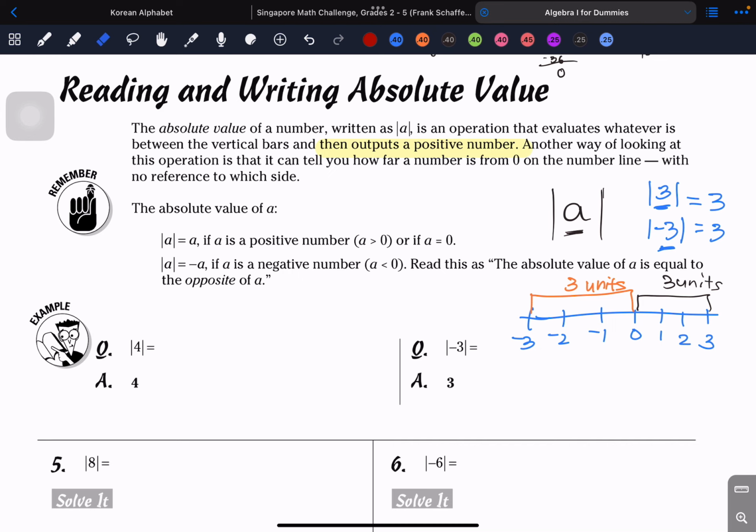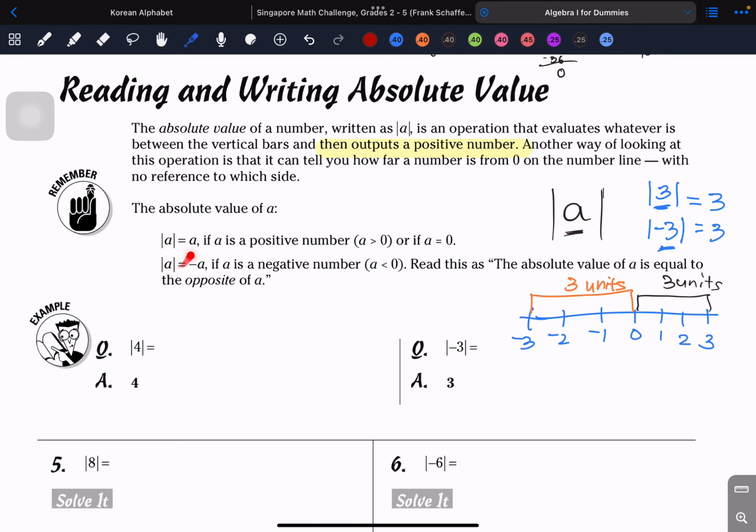Let's try to read this. The absolute value of A. The absolute value of A is equal to A if A is a positive number. Kaya ito, ang absolute value ng positive number na 3 ay just simply 3. Kinopya mo lang. Pero pag absolute value daw ng 0, automatic 0 lang yun.